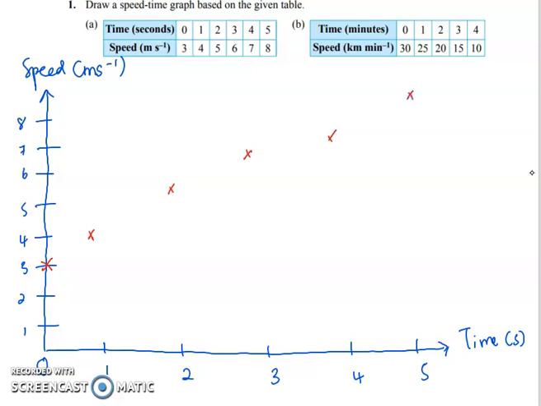Okay, so I'm not using a grid paper here, but make sure that you use a grid paper and then use a ruler to connect all the plot points here. So you should have something looking like this, right? It's simple, right? So please try out question 1b on your own.